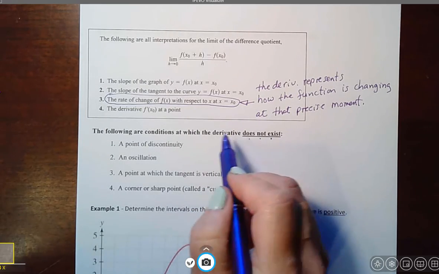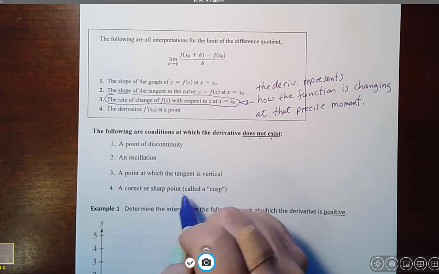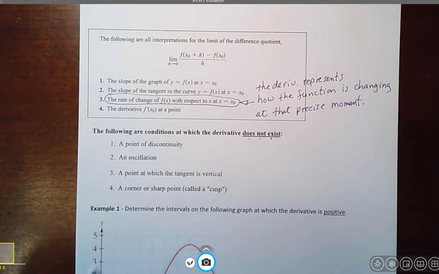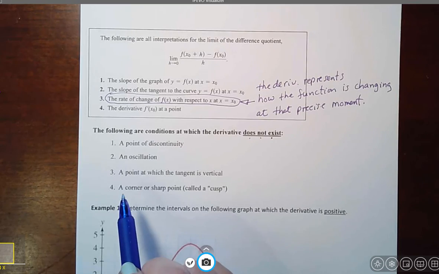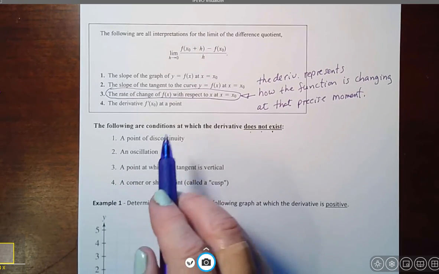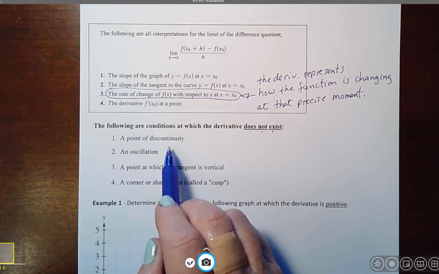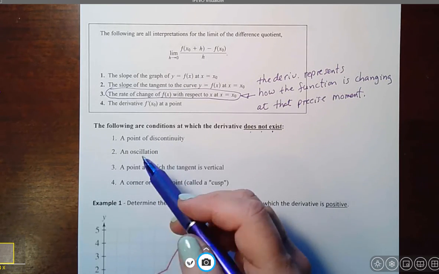Except for the last one, I'll need to describe that one, but I think the first 3 make sense if you consider where a limit would not exist. At a point of discontinuity. Basically, if the limit doesn't exist, then the derivative doesn't exist, because the derivative is the limit.